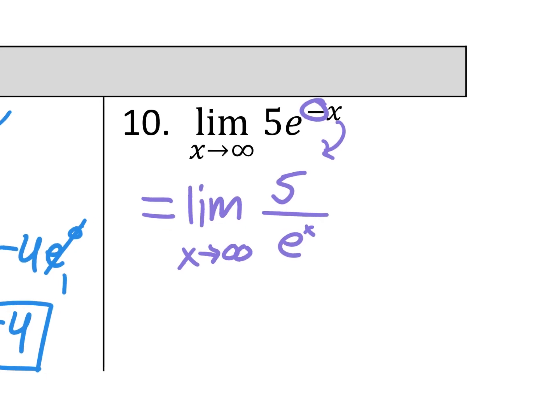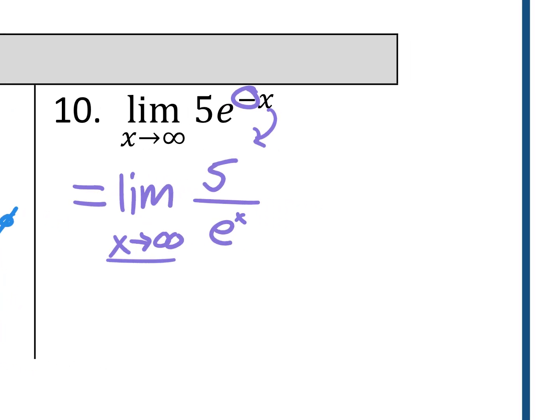So think about it. x is getting really, really big. This is what this means: x approaches infinity. So how do the growth rates compare? 5 doesn't change at all. But what about e to the x? Is that growing?